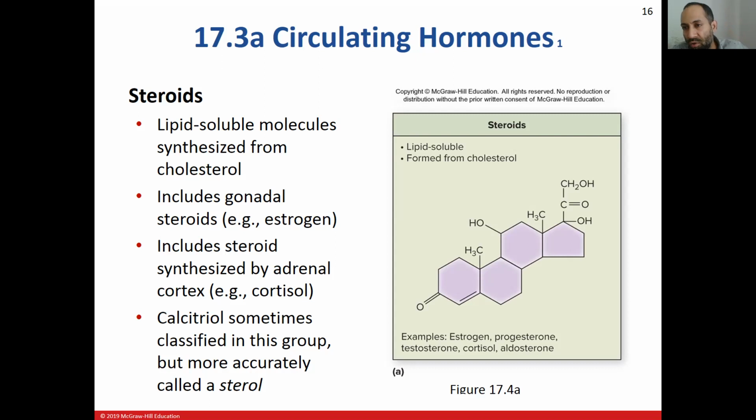And it also suppresses your immune system. So ever noticed how you fall sick quite often with colds and sore throat and whatnot when you're stressed, studying for an exam or some other stressful situation in your life? That's again because of high levels of cortisol, okay? Calcitriol, sometimes classified in this group as well, okay? So this is a type of vitamin D again, calcitriol, okay? That's vitamin D. So these are all examples of steroid-based hormones.